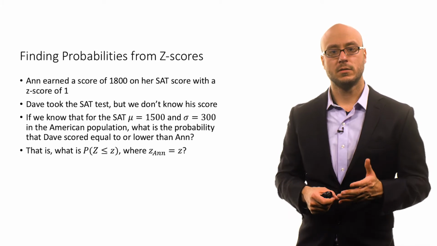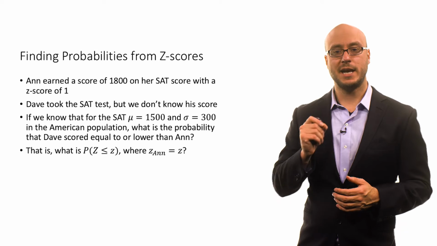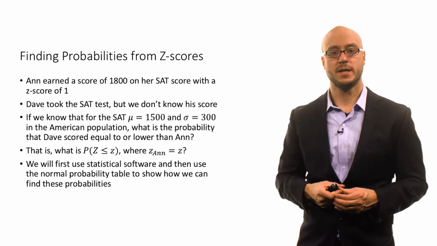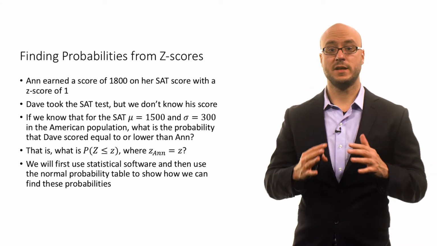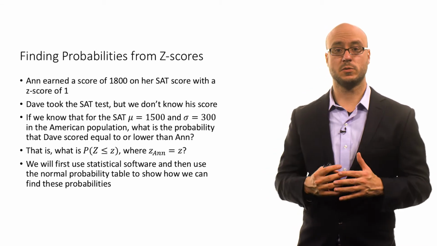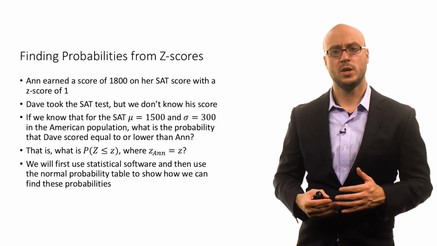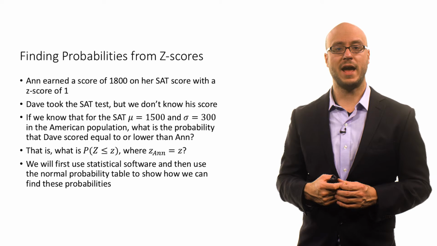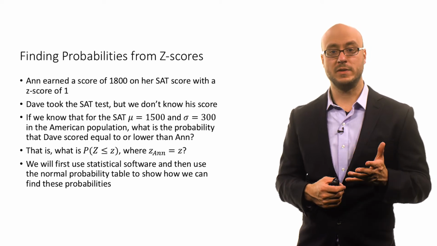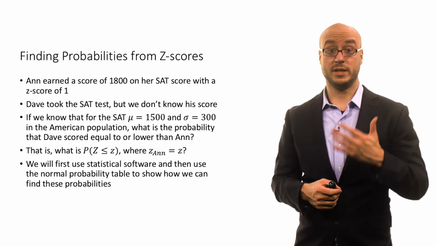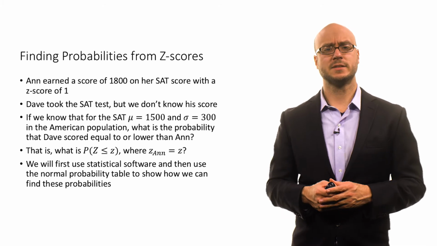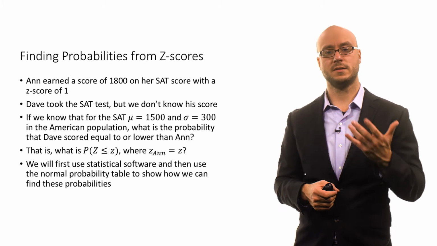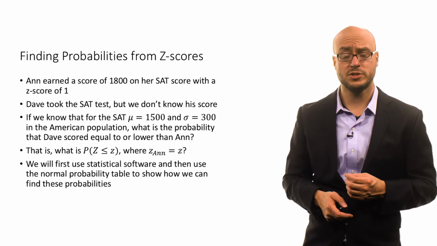Well, we might say, what is the probability of obtaining a z-score less than or equal to Anne's z-score? This is assuming that the distribution of SAT scores is approximately normal. Well, we can find out Dave's probability of having a z-score equal to or lower than Anne, or equivalently an exam score equal to or lower than Anne's, by using statistical software and using what we've learned about the standard normal distribution and z-scores.